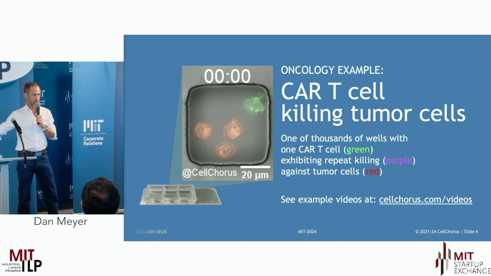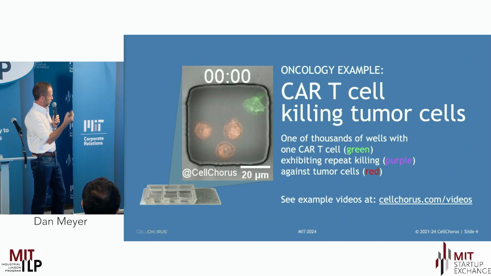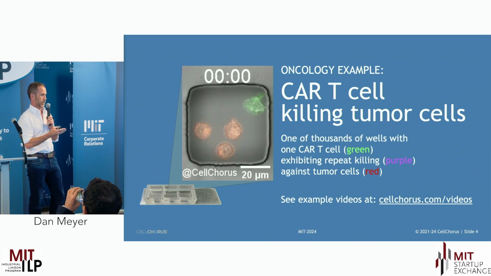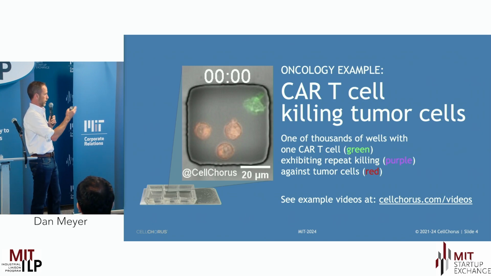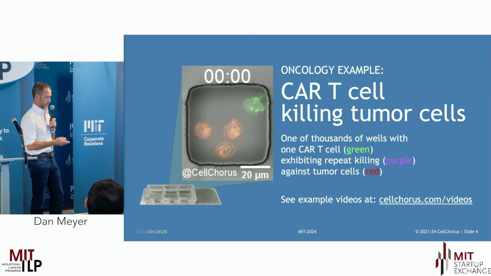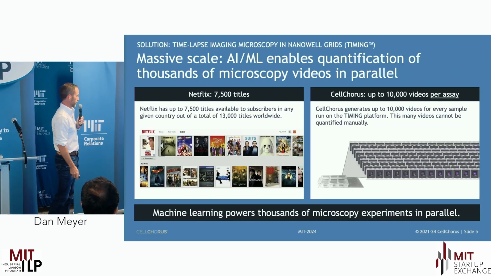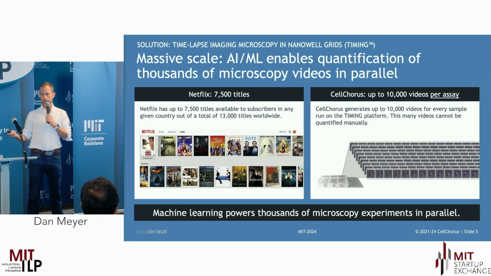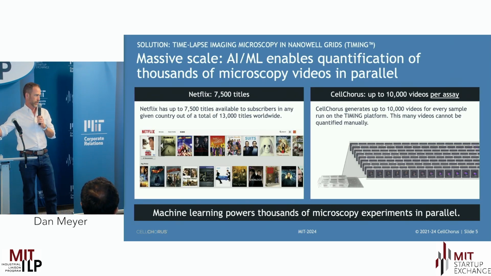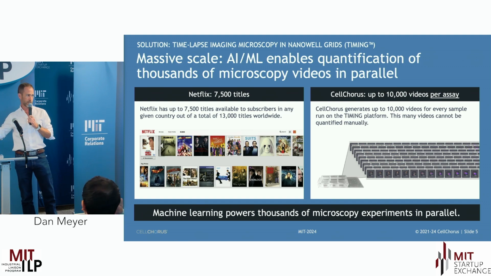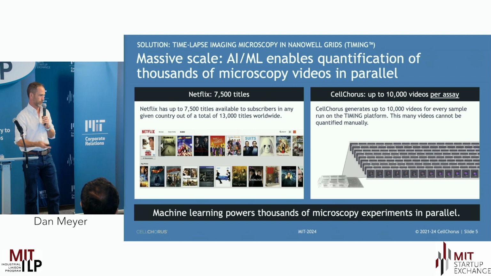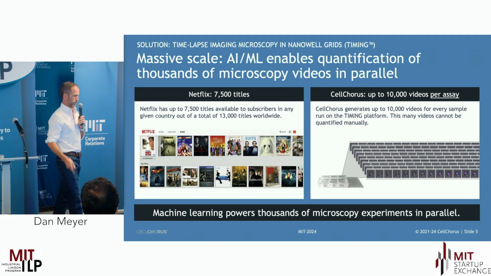You'll see that this cell has to move, form a synapse with, kill the first cell, and then repeat that process to be a serial killing T cell. What our algorithms do is identify where the cells are, classify them, follow how they move, and then identify events like cell death, cytokine secretion, etc. The reason we're using the algorithms is we're making thousands of these videos. Every sample we test generates as many videos as Netflix has in its catalog available to you as a user. We're not going to watch all the videos. We're going to use a lot of computer vision AI in order to do that for us.